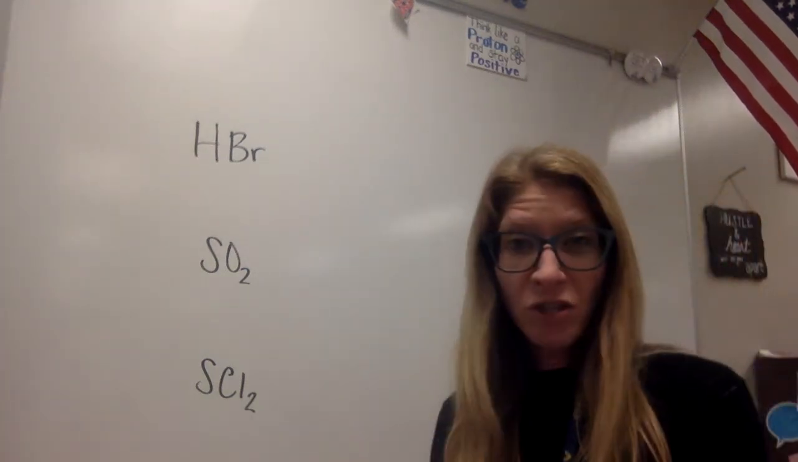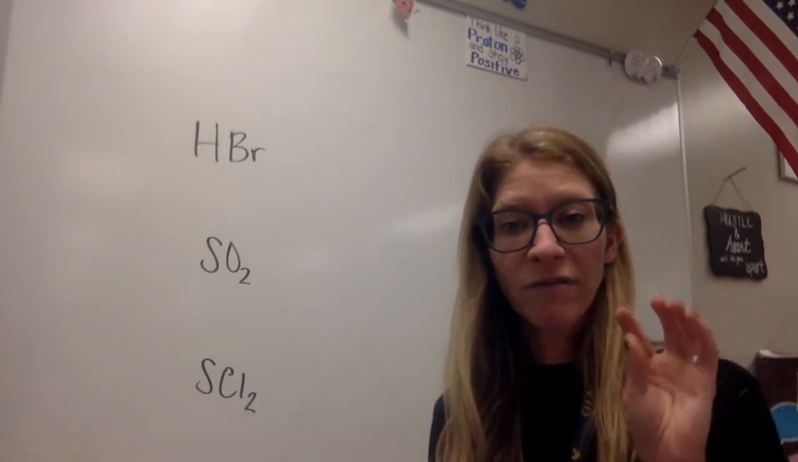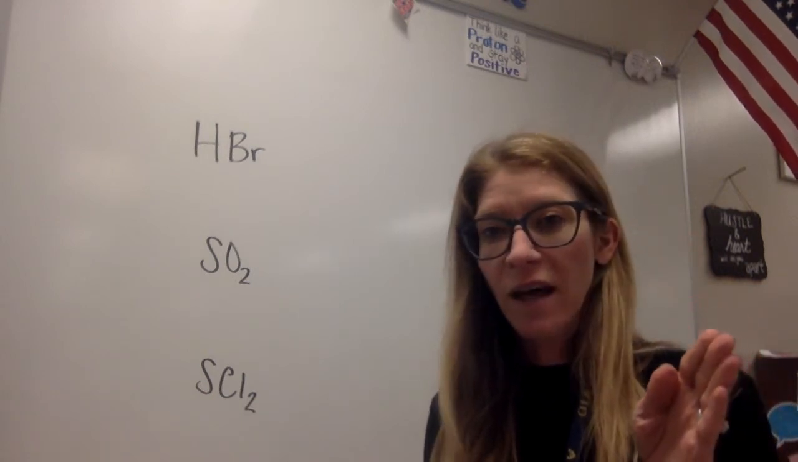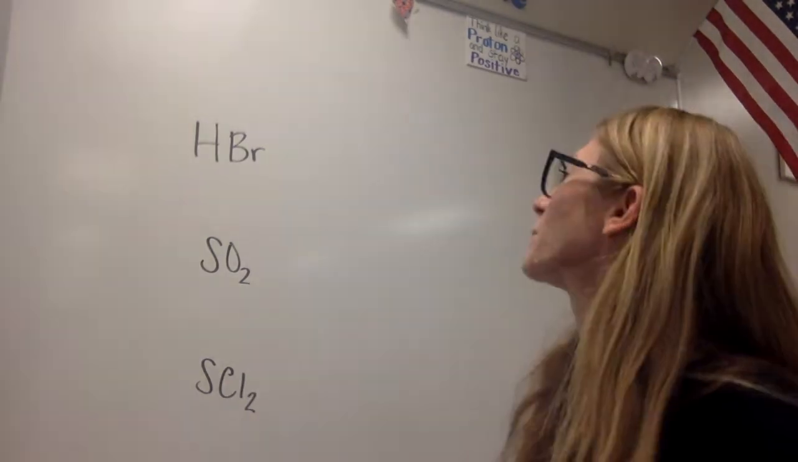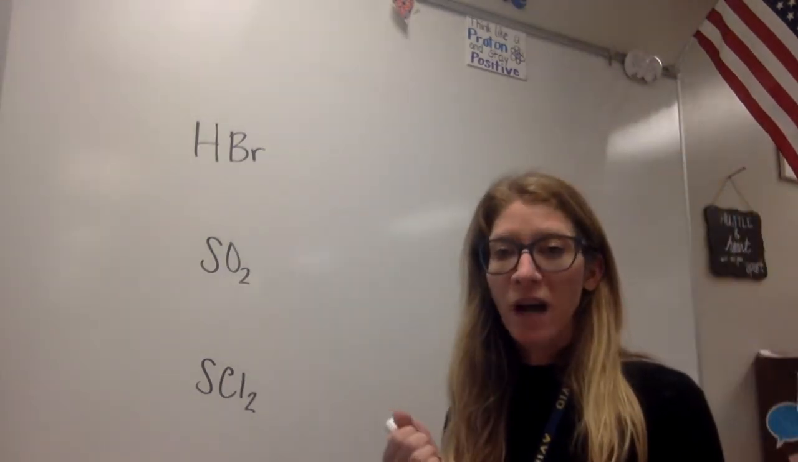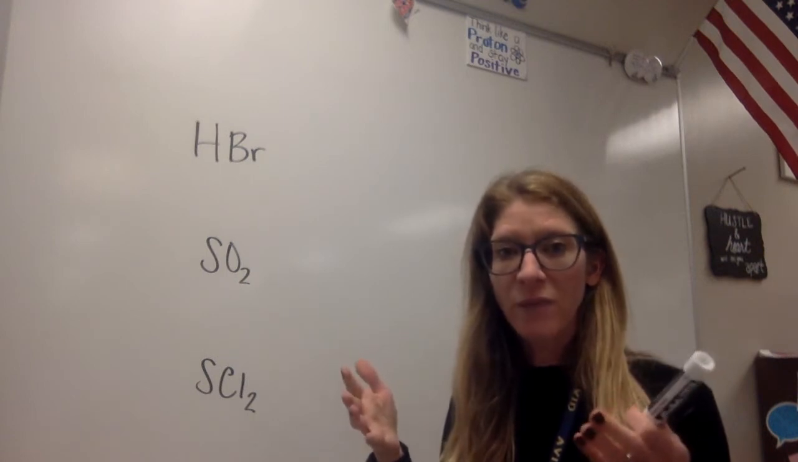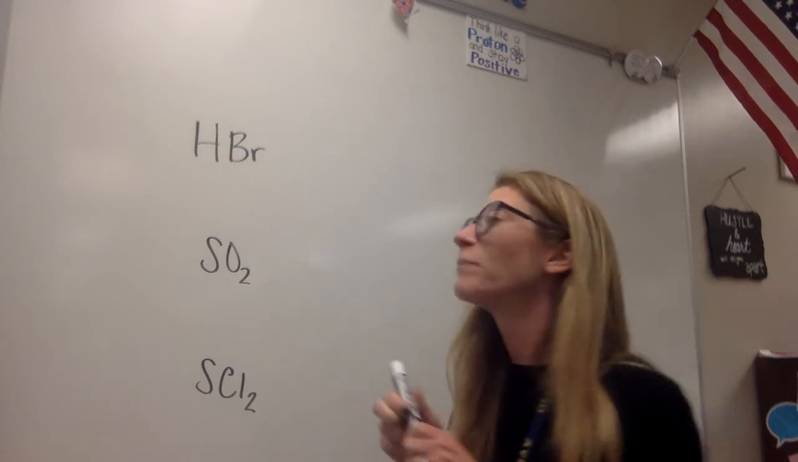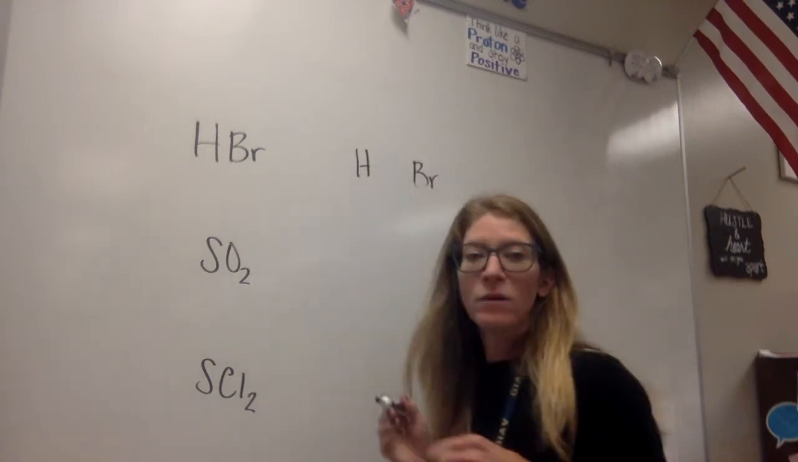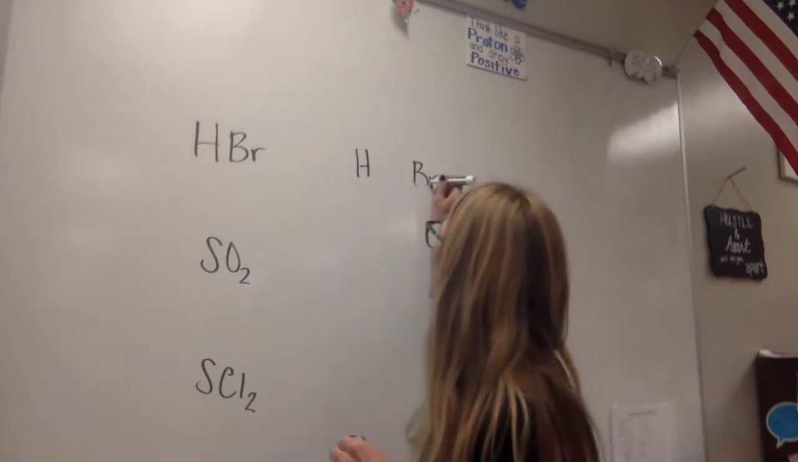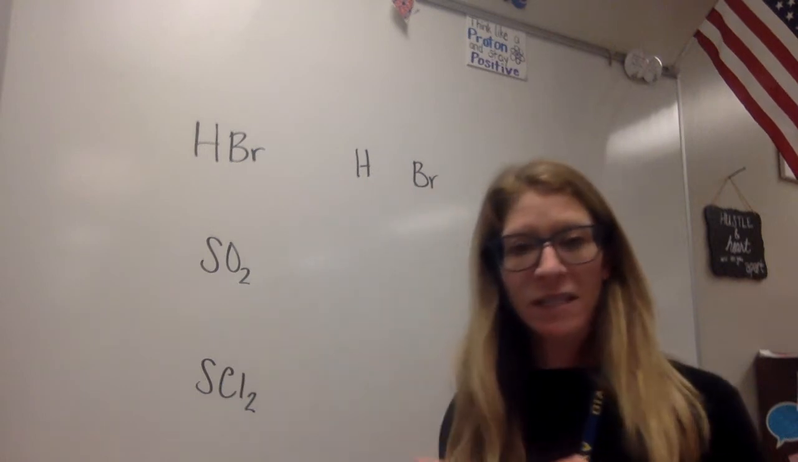When you're drawing Lewis structures, the first step is to find your central atom, place that atom in the center, and place all other atoms around it. So for your first example, HBr only has 2 atoms, so there's not a central atom. So then you just put one atom right beside the other one. It's a little darker so you can see it.